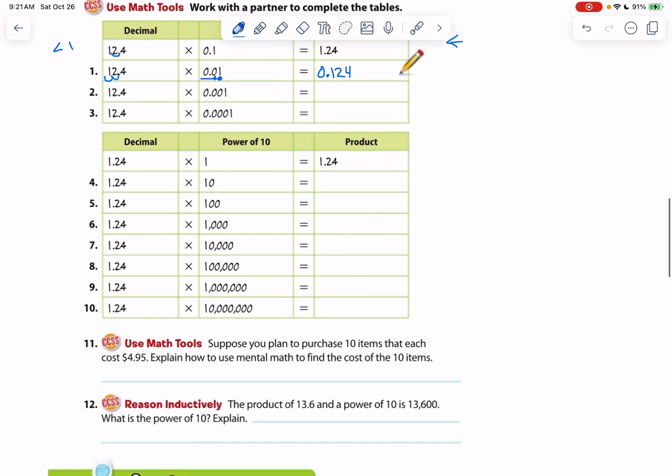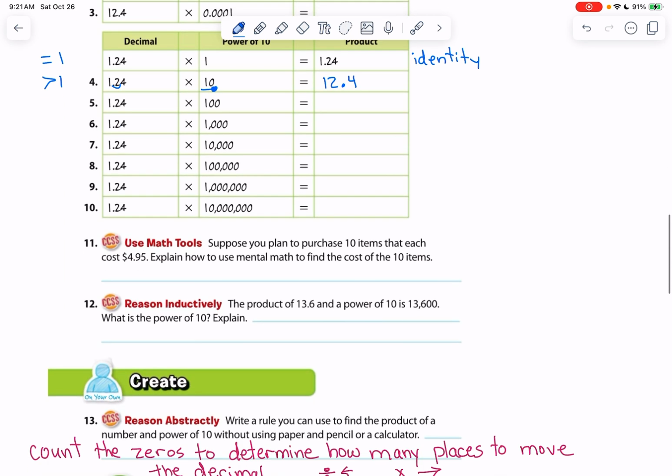Let's look at one where the number is greater than 1. Or, well, actually the first one is not greater than 1. It's exactly 1. Okay, so let me fix that. This one is equal to 1. The rest of them will be greater than 1 in the second chart. So equal to 1, change nothing. That is the identity property. You can't change me. Okay, this one is 10. As 1, 0, move 1 place to the right. So that becomes 12.4 or 12 and 4 tenths.